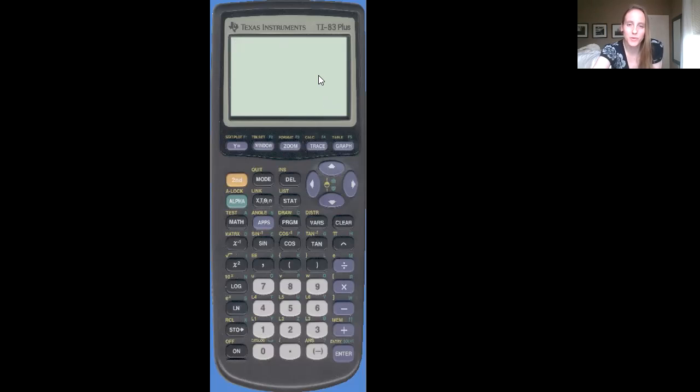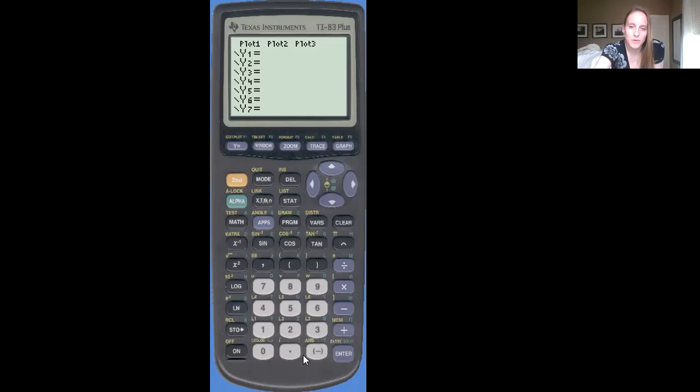Now, if you want to plot a line, you're going to go to the Y equals button up at the top here, and that'll give you this screen. Anytime you are plotting or writing an equation in a graphing calculator, it does have to be in slope-intercept form first. So make sure that your equations are in the form y equals mx plus b, and then you can plug them in.